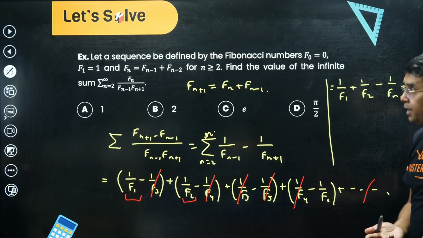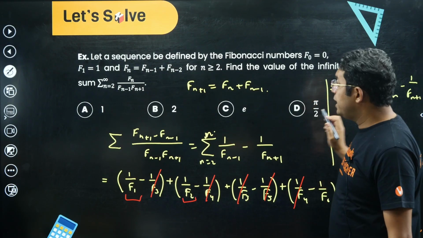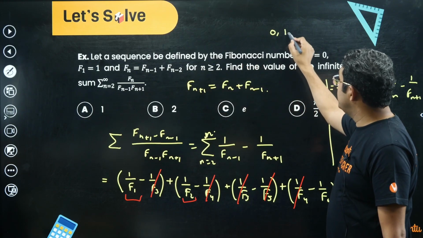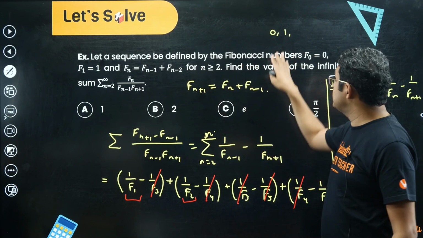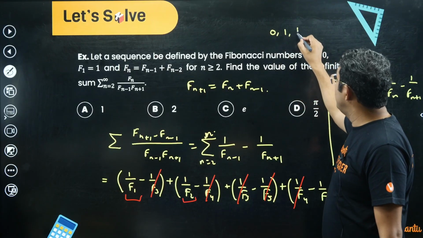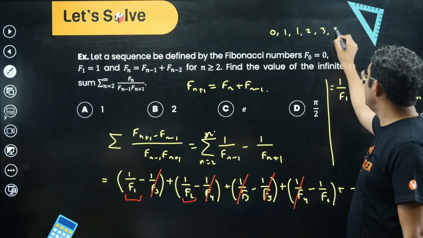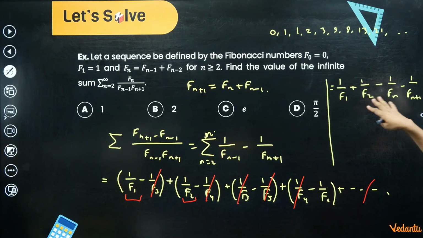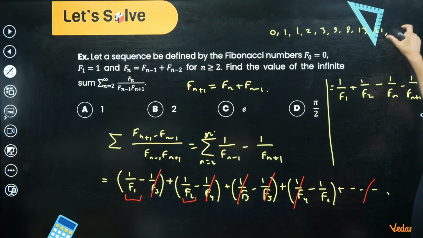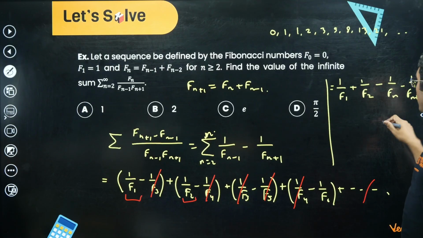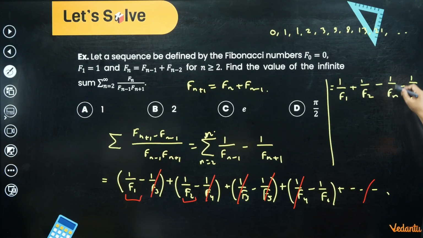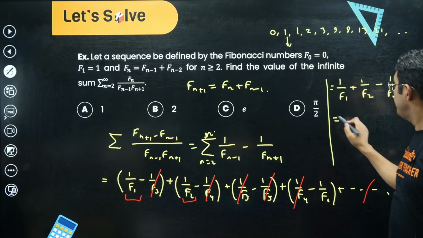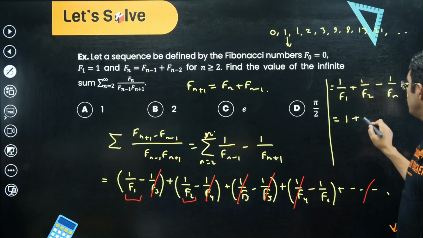But because they are saying n tending to infinity, these fn plus 1 terms will be going to infinite. You can see why they are infinite: my first term is 0, and then they have said f1 is 1, and every next term will be the sum of the previous two terms. That will be 1 here, then 2, then 3, then 5, then 8, then 13, then 21 and so on. So as n becomes more, the terms become large and very large. So as n tending to infinity, we can claim these two will be 0, and your first term is 1 and second term is also 1.